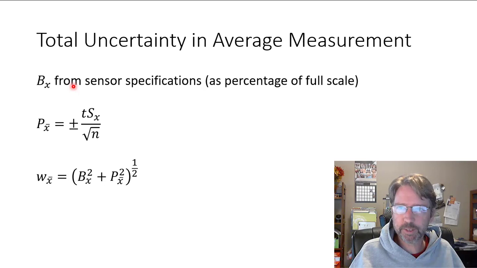So for total uncertainty, we need both B, remember B is the systematic, and we need P, the random uncertainty, and we combine them together for the total uncertainty. So for B, we generally, in this class, get that just from the sensor specification. So generally we're given the accuracy as a percentage of the full-scale span. And P we calculate using the statistics, and we combine them for the total uncertainty.